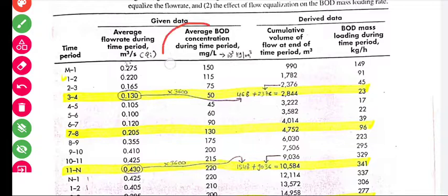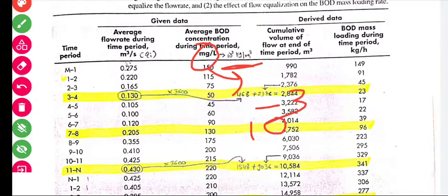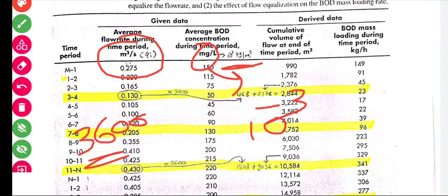First, let's convert this BOD milligram per liter into kg per hour. How are you going to convert this? First, convert milligram per liter into kg per meter cube. 1 milligram per liter is equal to how much? 10⁻³ kg per meter cube. And convert meter cube per second to meter cube per hour, so you have to multiply with 3600. Why are we doing this? Because we require hour in the denominator, and we require kg.